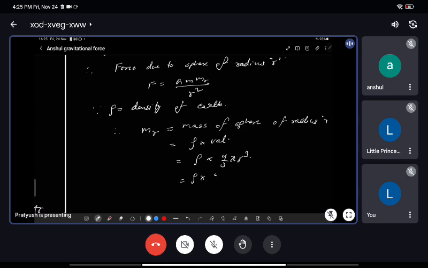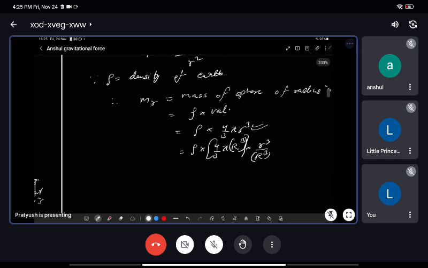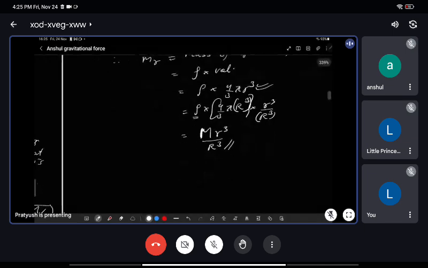We can write it as rho into 4 by 3 pi capital R cube into small r cube upon capital R cube. Both of these will cancel out. Ultimately, this part will be remaining. So what is this now? This is the density of the full sphere multiplied by the volume of the full sphere, which equals the mass of the full sphere. So the mass of the full sphere into small r cube upon capital R cube will be the mass of the sphere of small r radius.